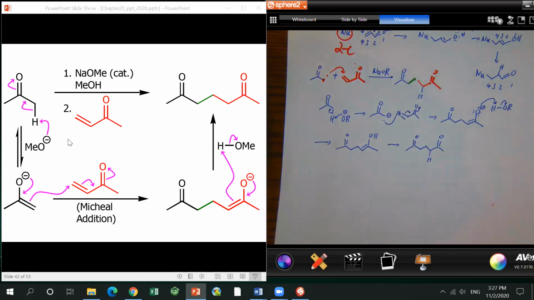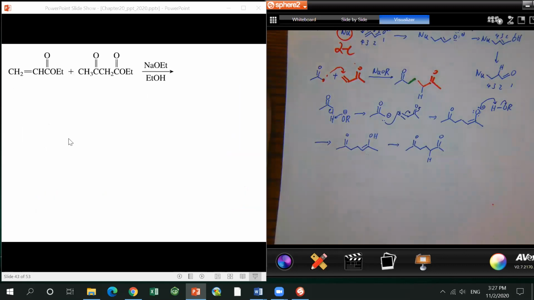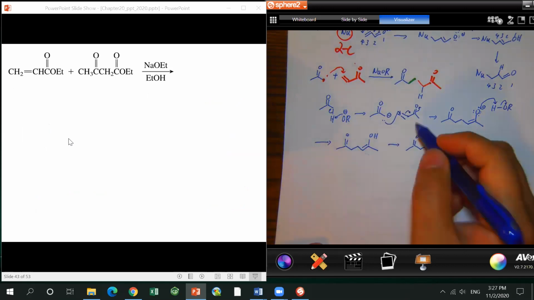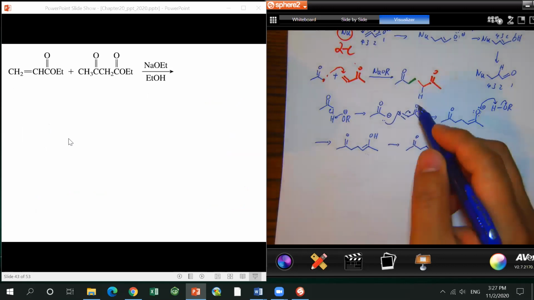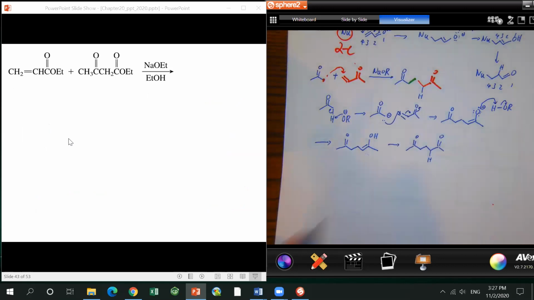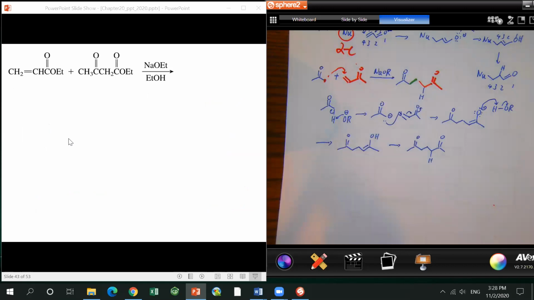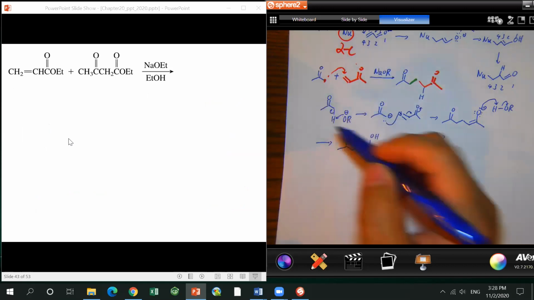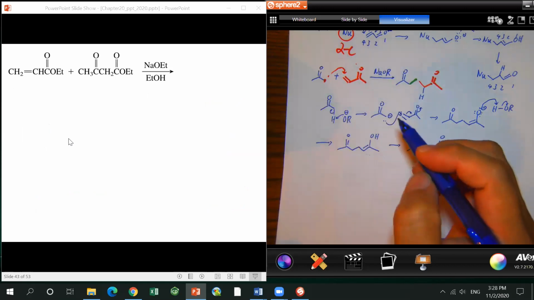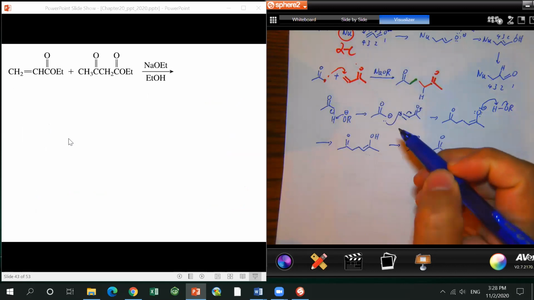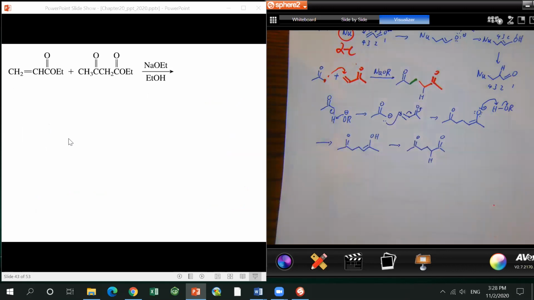For the Michael addition case, the alpha beta unsaturated product can be a ketone or ester, and can also be an aldehyde. The nucleophile can be very diverse: nitrile compounds, ketone, ester, or even others I will show you. For example, last year we had this acetoacetic ester as a nucleophile.